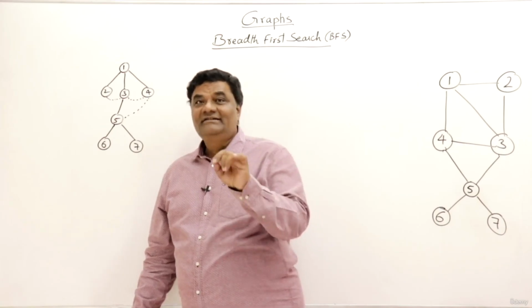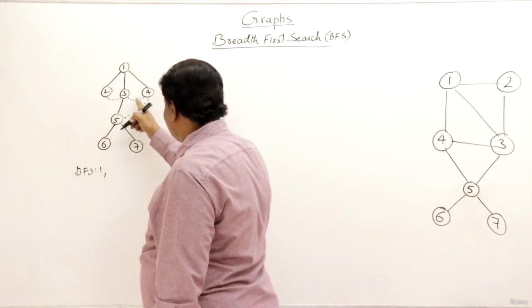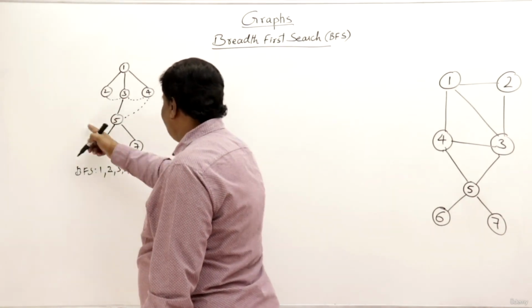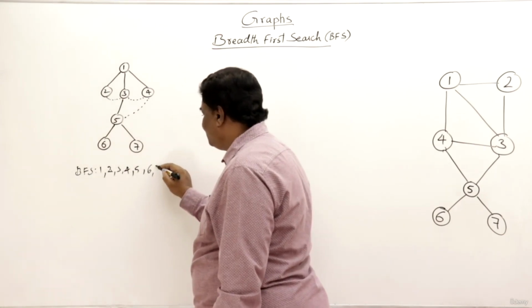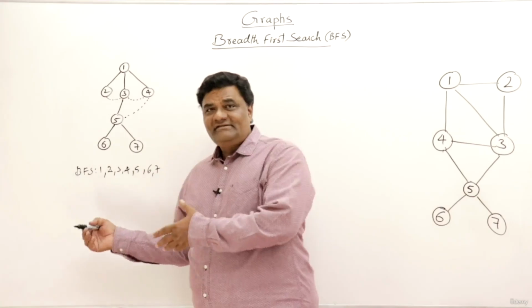Now take the level order. First vertex is 1. Then next level is 2, 3, 4. The next level is 5. Next level is 6 and 7. That's all. This is breadth first search. This is the result.